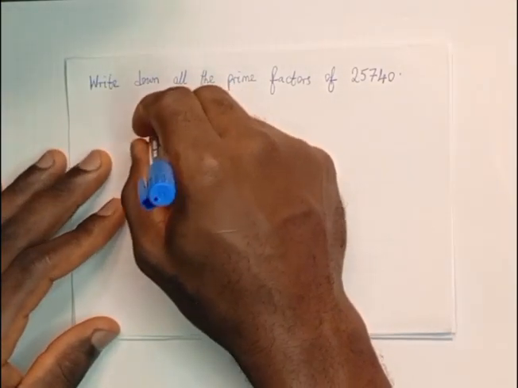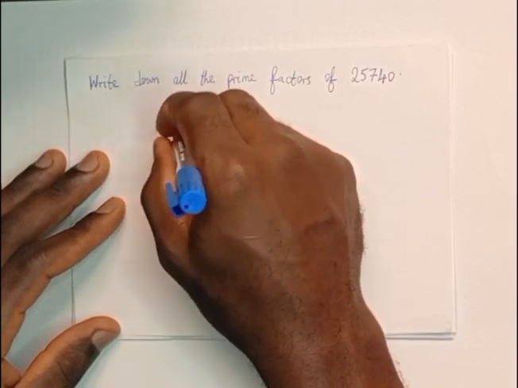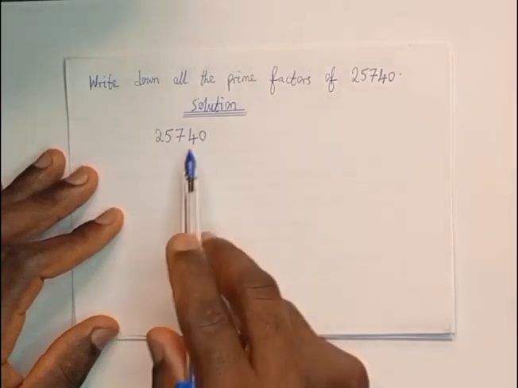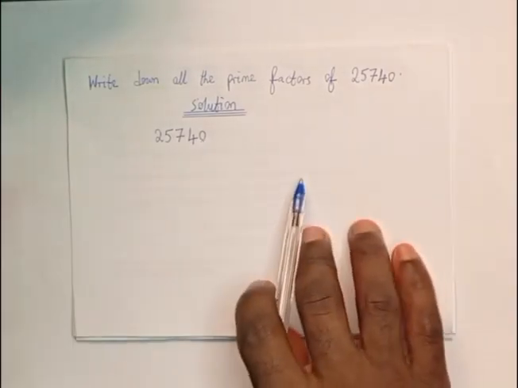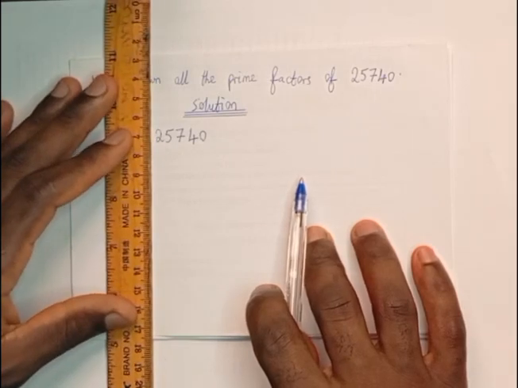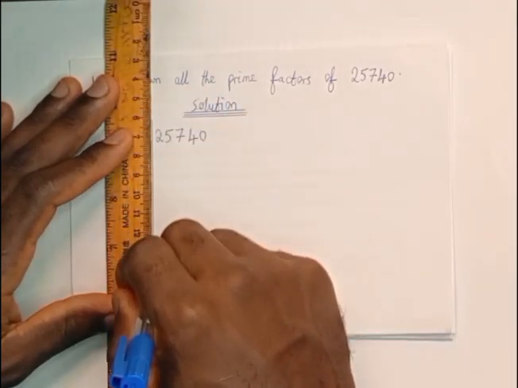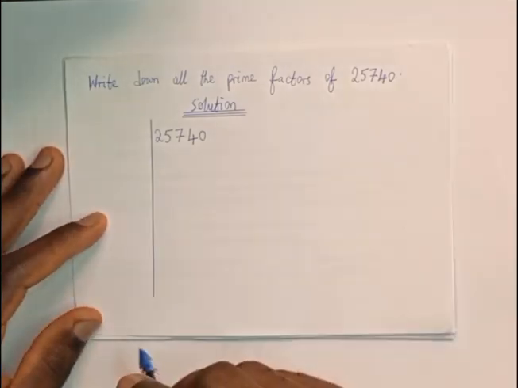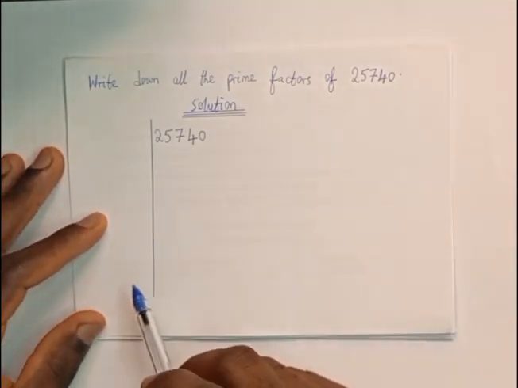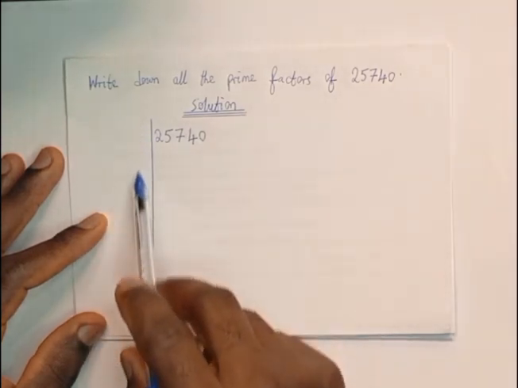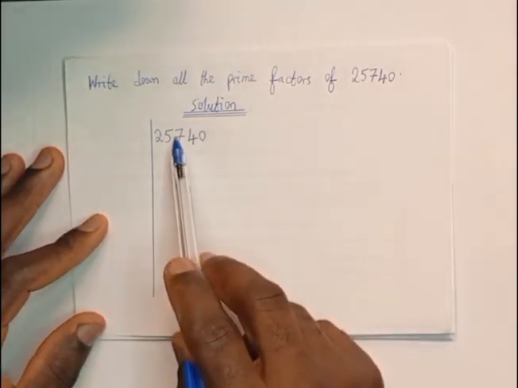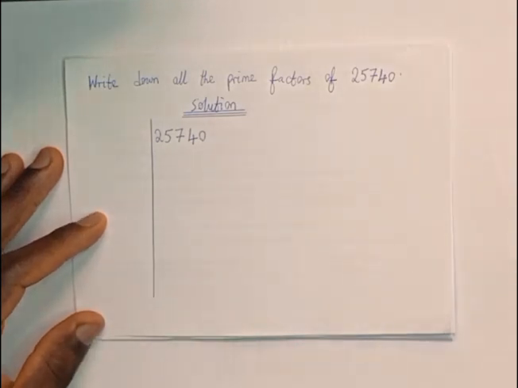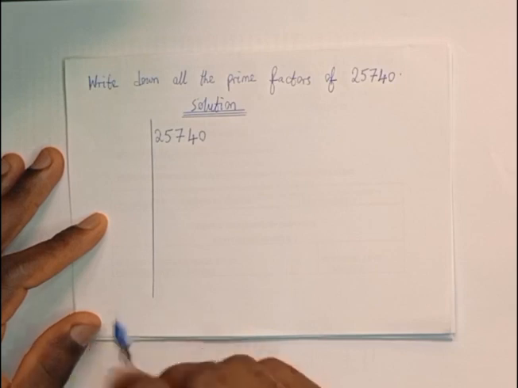We write down the number 25,740. You see this is an even number, ends with a 0. We draw our table. The first column of the table carries the prime factors, while in the second column we are going to write down the results after dividing.